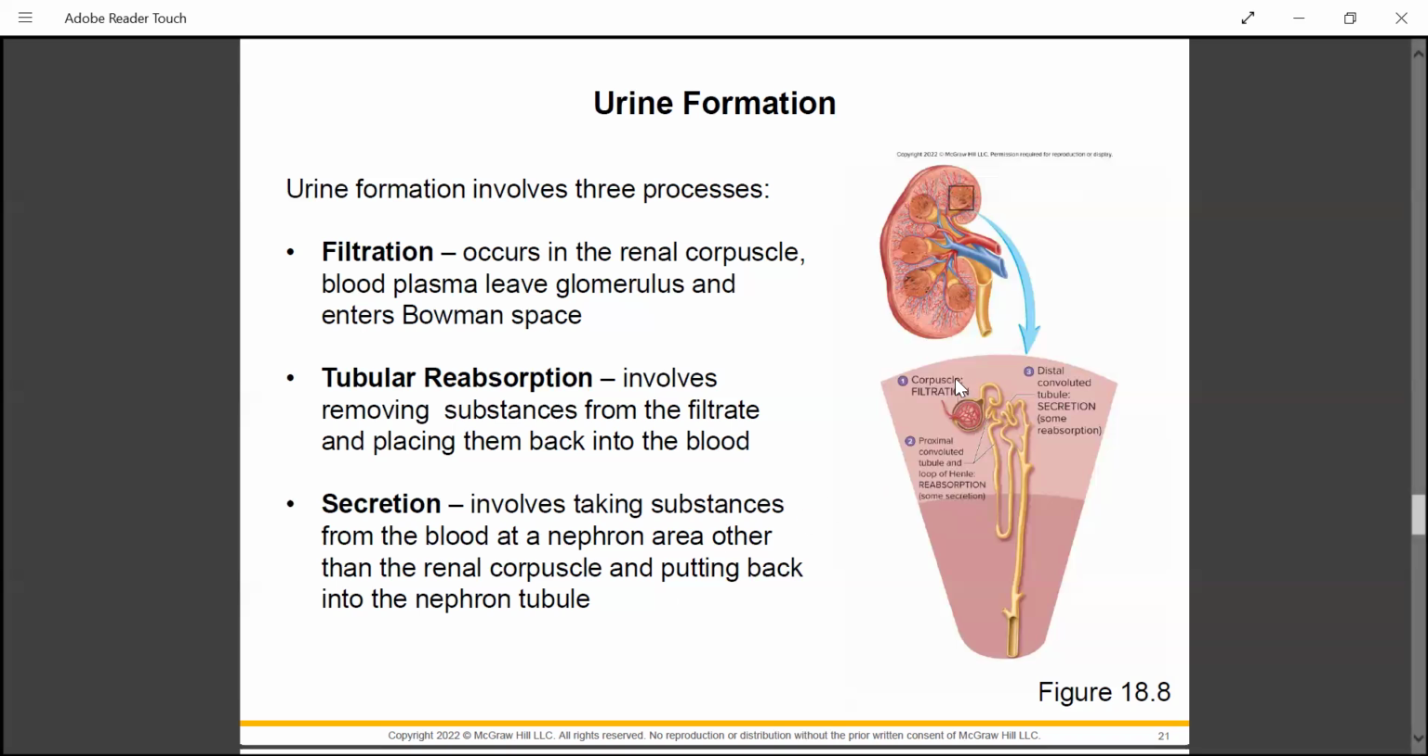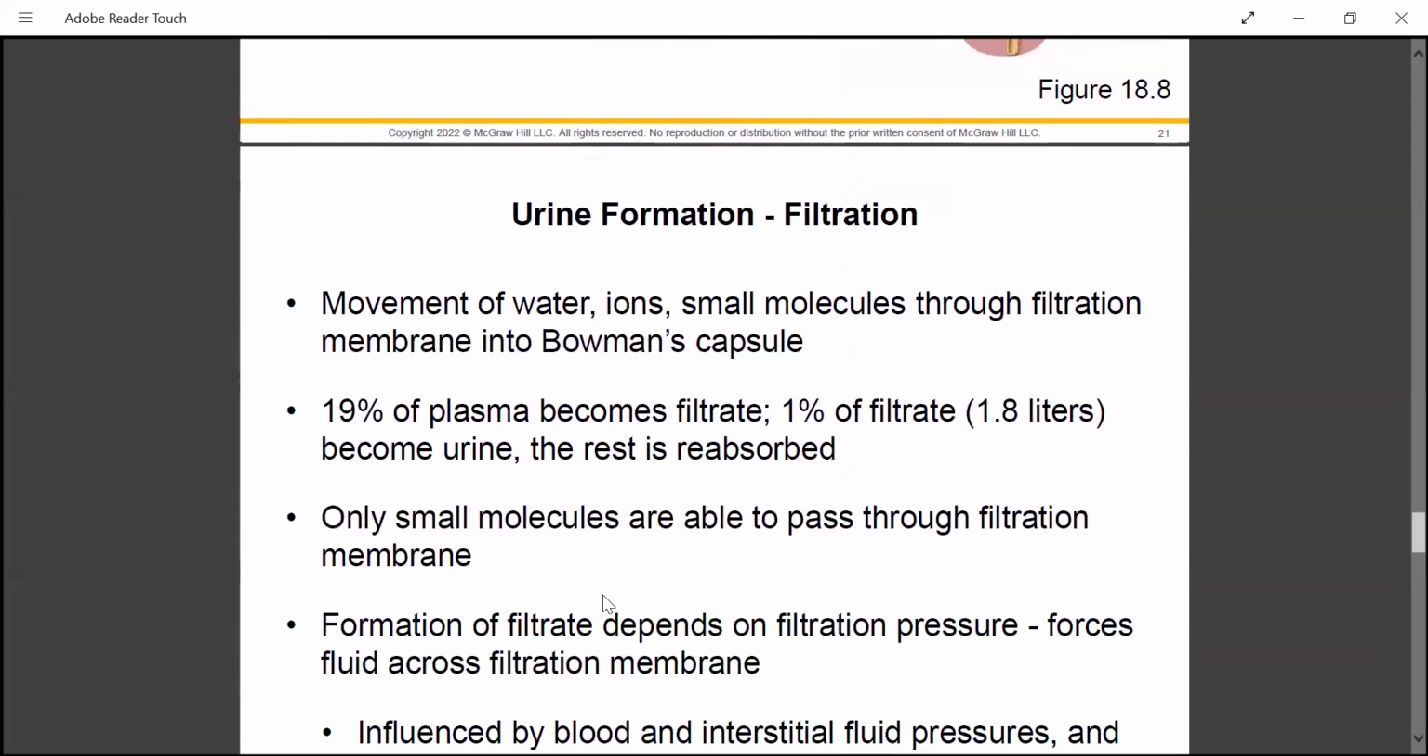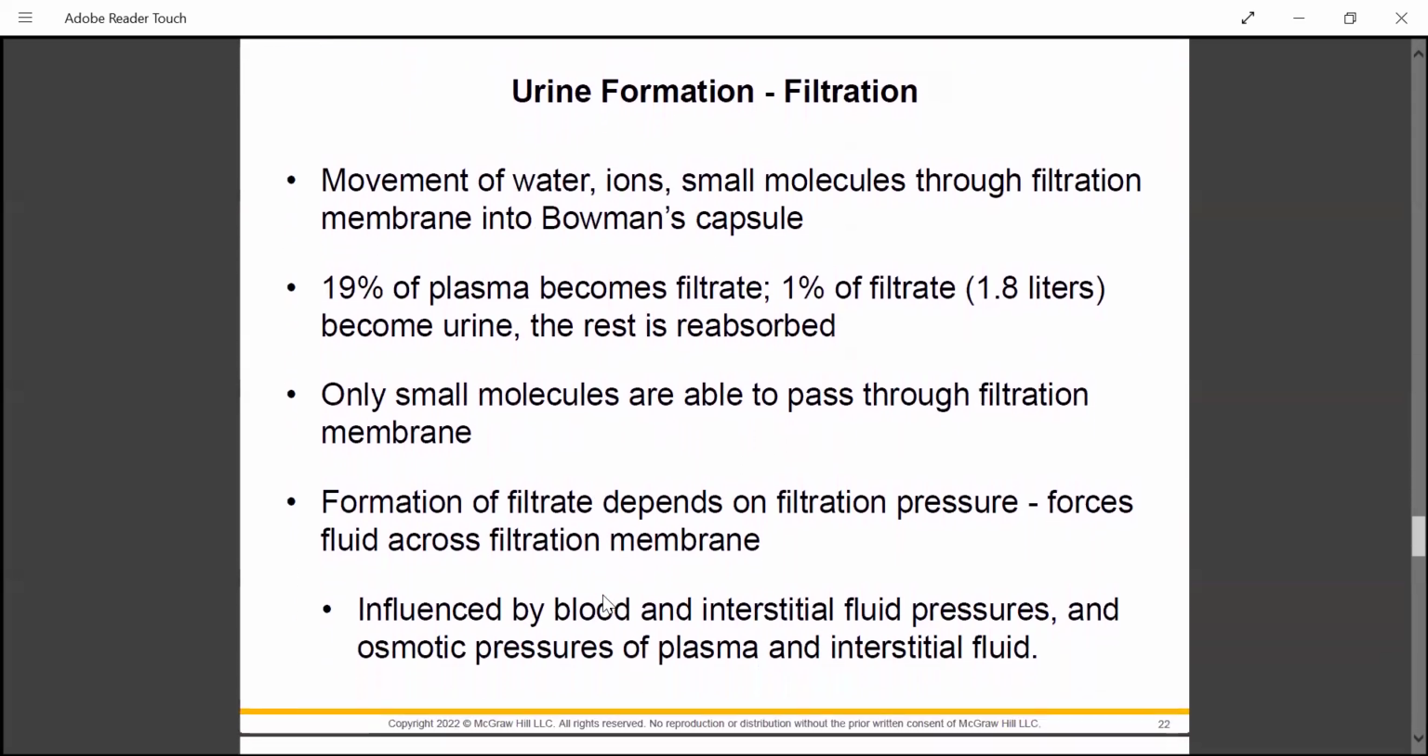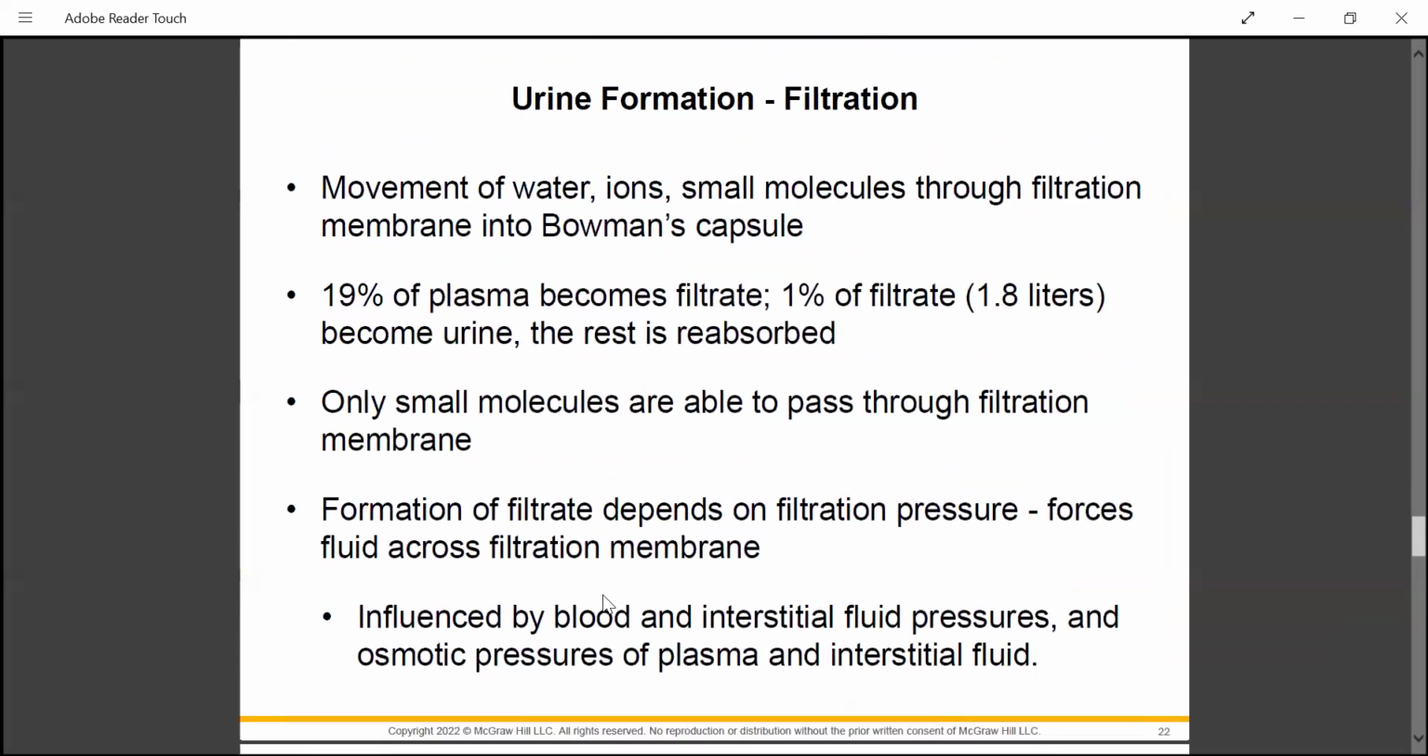So to go through that again, we have filtration in the renal corpuscle. Within the proximal convoluted tubule and our loop of Henle, we are going to put a lot of these solutes back from the filtrate into the blood. And then in our distal convoluted tubule, we end up with a little bit more secretion. So stuff that's still in the blood, we're going to now put back into that tubule so that we can get rid of it. So we'll look at these steps a little bit more in detail.